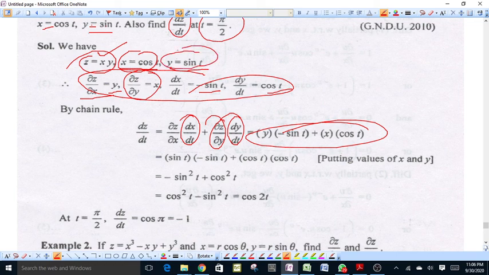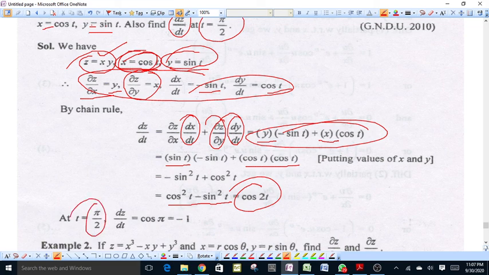Because y is equal to sin t, by putting the value of y, we get sin t into minus sin t, and by putting the value of x, because x is equal to cos t, we get cos t into cos t. This is equal to minus sin square t plus cos square t, which is equal to cos square t minus sin square t, equal to cos 2t. At t is equal to pi by 2, we get dz upon dt is equal to cos pi, which is equal to minus 1.